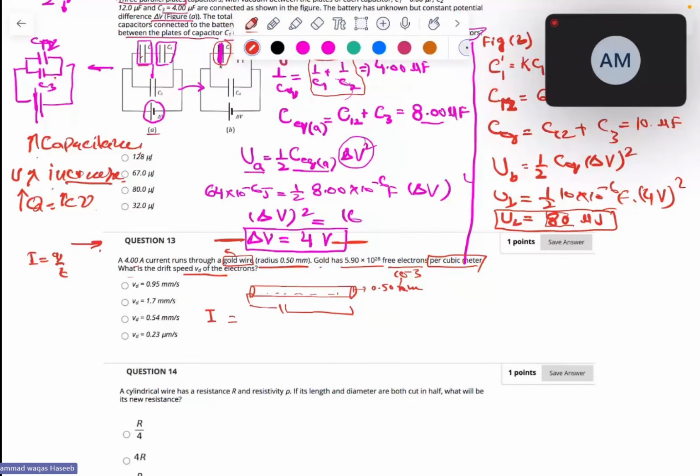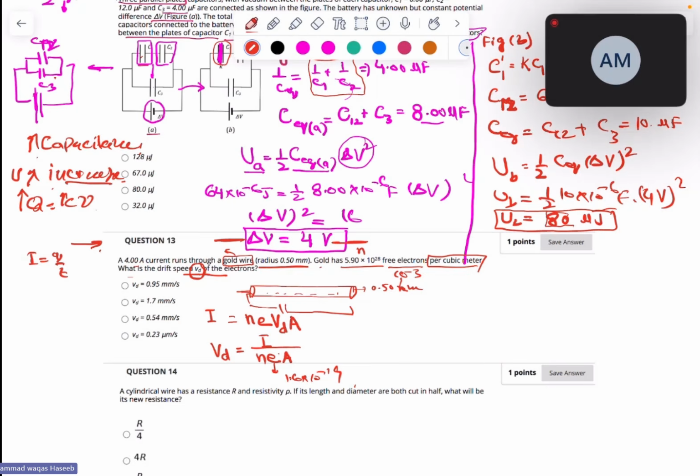So the current is equal to the number of electrons, times the charge of the electron, times the drift velocity, times the area of the wire. What we want to find is VD. So VD is equal to I over N E A. We have the number of electrons, we have the charge of the electron, which is 1.6 times 10 raised to the power minus 19 coulomb, and the area.